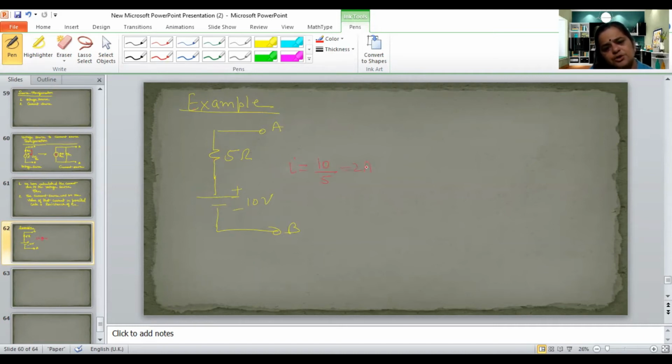That means 2 ampere. So what will be the equivalent current source? There will be a 2 ampere current source. Magnitude of the current source will be 2 ampere. And the direction of current, of course, will be upward.